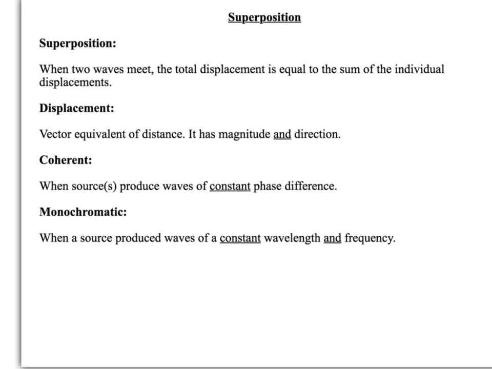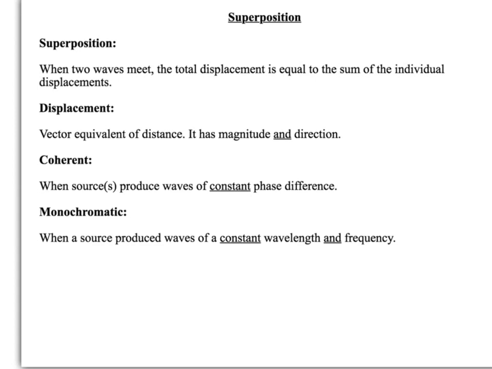So what is superposition? Well, that's when two waves meet and their total displacement, so the displacement of the resultant wave, is equal to the sum of the two individual displacements. That raises the question, what is displacement? So you haven't covered this yet, maybe you got to this chapter in Unit 2. Displacement is the vector equivalent of distance, so it has magnitude just like distance does, but it also has direction, so it can be positive or negative.